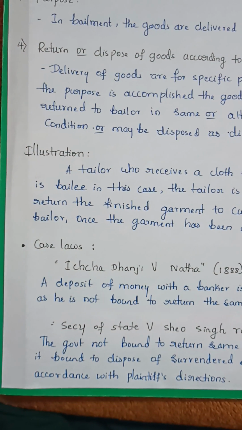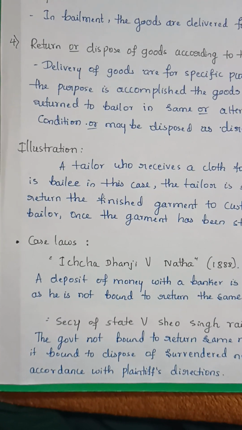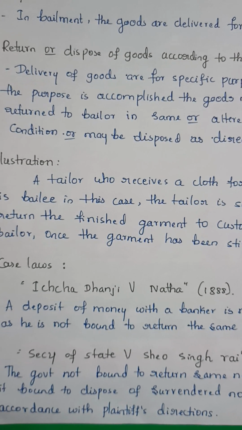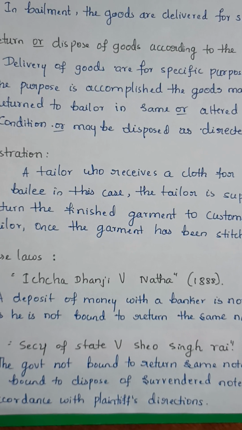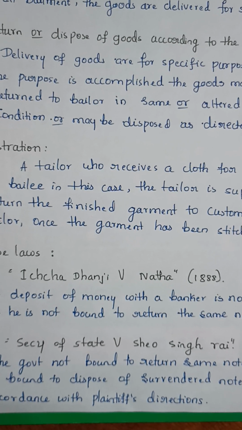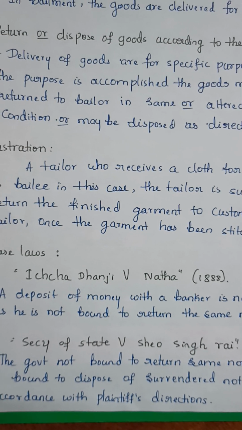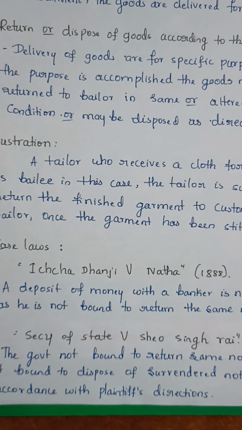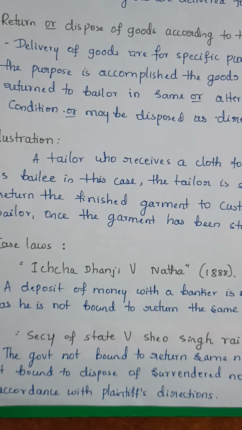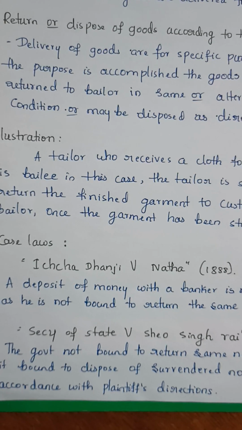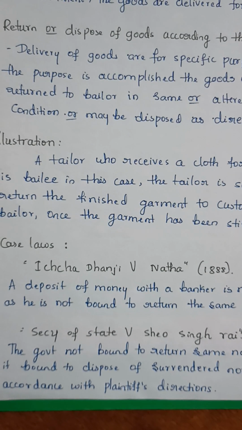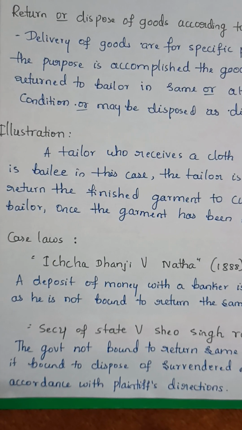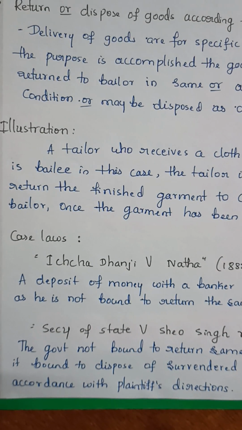And the case law relating to return. The first case is Ichha Danji versus Natha. In this case, the court held that a deposit of money with a banker is not a bailment, as he is not bound to return the same notes and coins. And the second one, Secretary of State versus Shivsingh Rai. The court held that the government was not bound to return the same notes, nor was it bound to dispose of surrendered notes in accordance with the plaintiff's directions. It is not a bailment either.